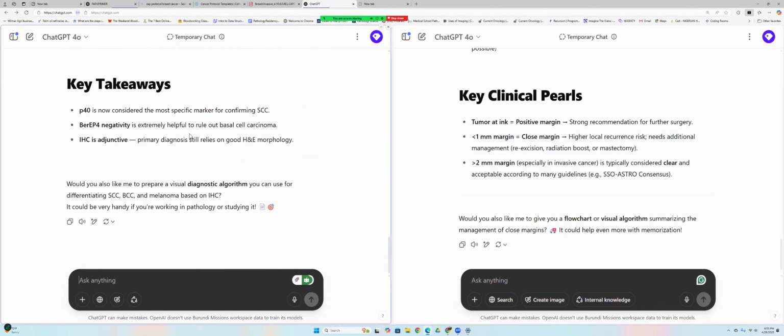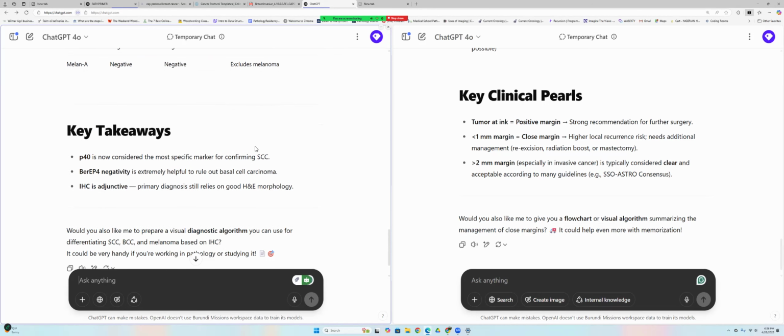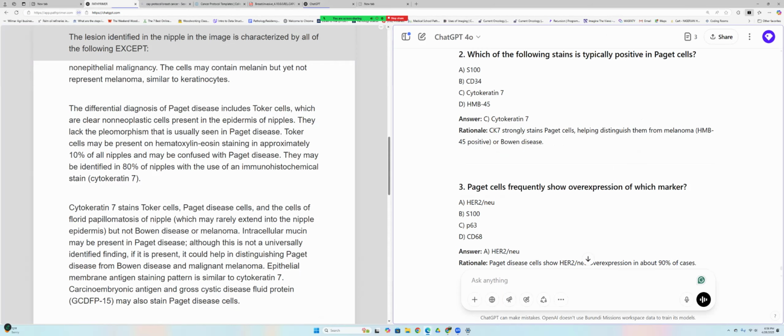But P40 negativity is useful to rule out basal cell carcinoma. Basal cell carcinomas will normally have... usually to rule out basal cell carcinoma. Good H and E is still what you need. These are all adjunctive things. Good H and E. Okay, good. So for Paget disease, you use CK7. Number three.